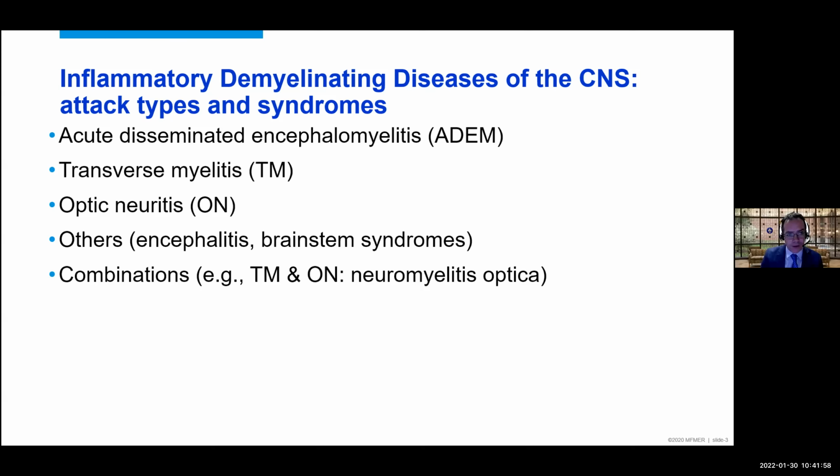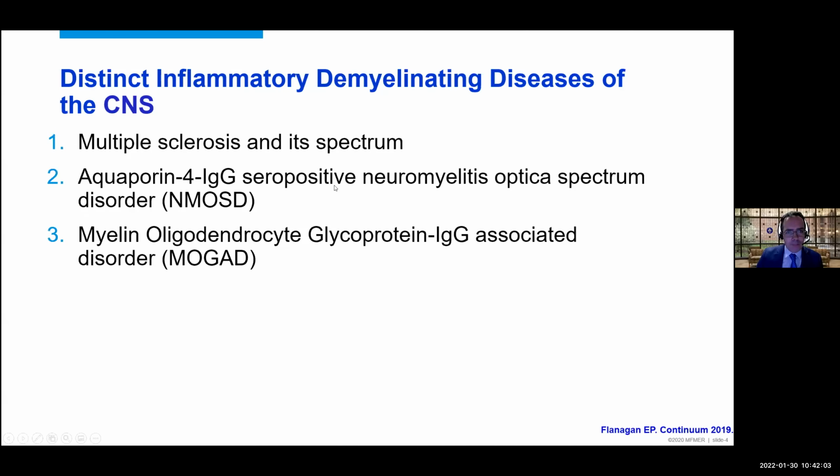We can have recurrent optic neuritis or recurrent transverse myelitis. But when we're thinking about the defined central nervous system inflammatory demyelinating diseases, it's important to think about the 3 major defined diseases that we have. When we can't put it in a category of one of these 3 diseases, we often use the terms on the previous slide. But I think the 3 defined diseases are multiple sclerosis and its spectrum, which would include relapsing remitting multiple sclerosis, primary and secondary progressive multiple sclerosis, or even radiologically isolated syndrome.